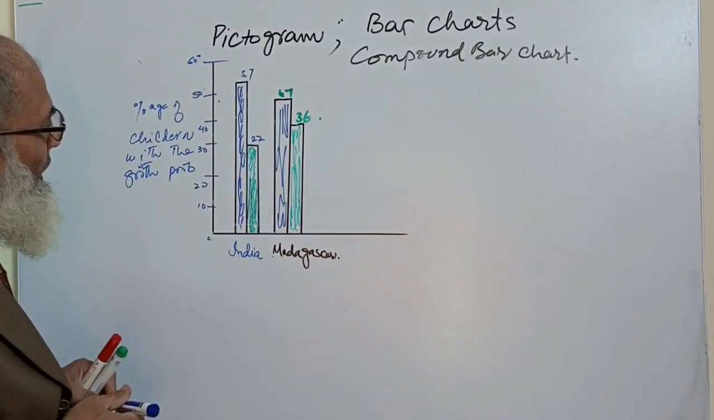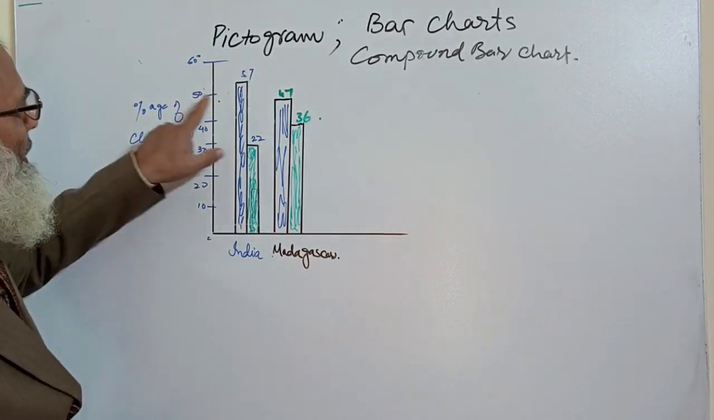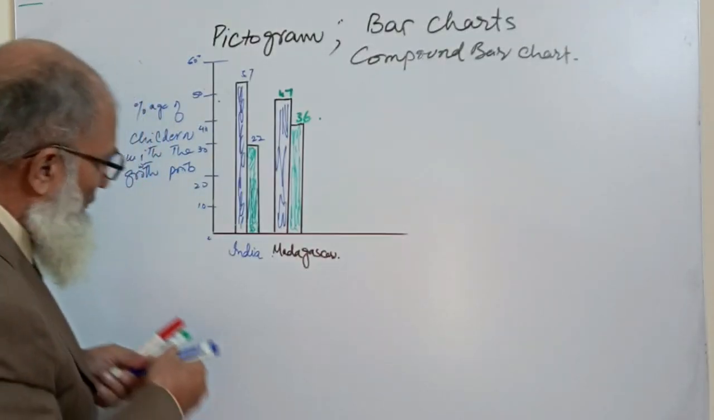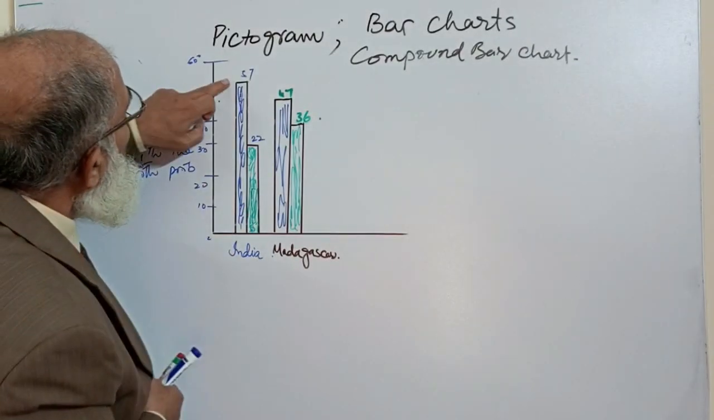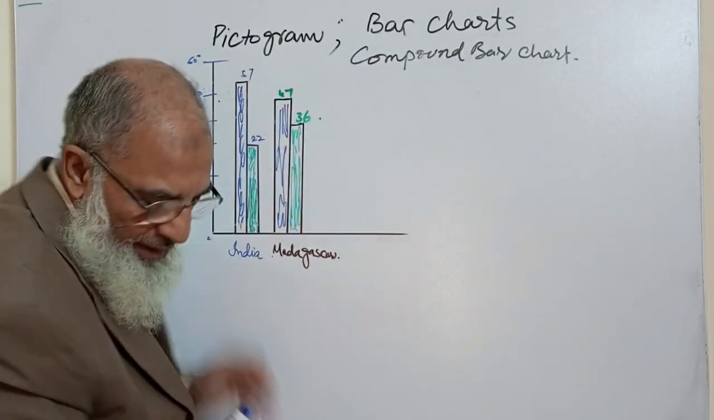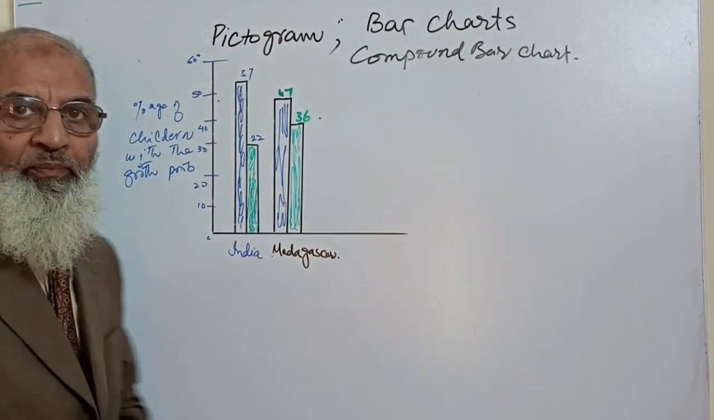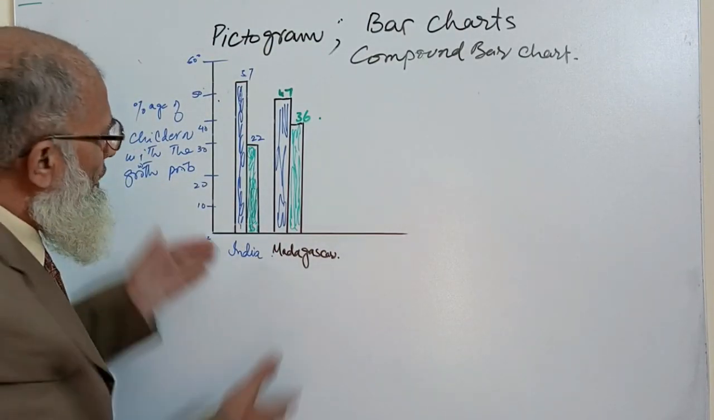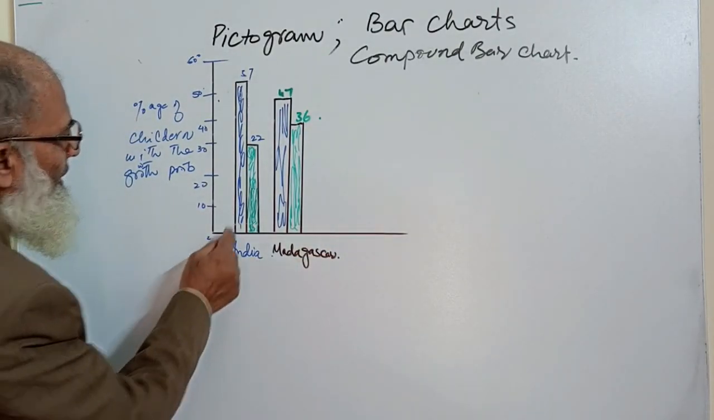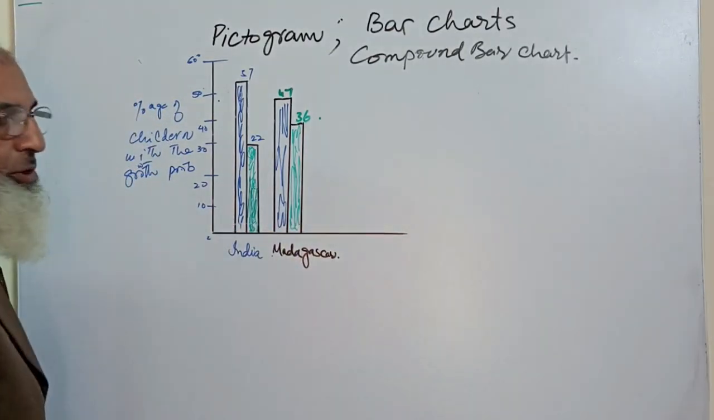Okay. Now you see that this is the percentage of the children with growth problem. Now in India, these are under 5 years of age. This is 57% and this is 22% and this is 47% and this is 36%. Now what do these bars mean to us? There is a blue bar, there is a green bar. What is it going to tell us?